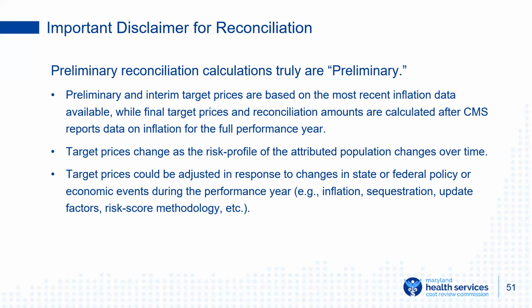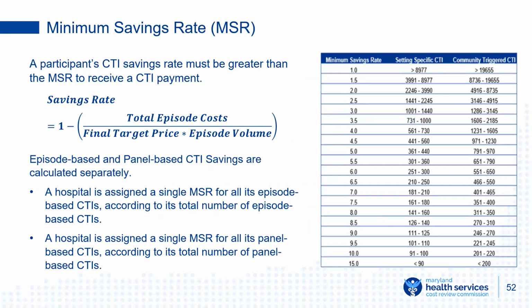Next slide. As most of you should be familiar with, there is a minimum savings rate that is required for CTIs in order to earn savings. This is essentially done to ensure that the state and CMS aren't paying out shared savings just on noise. The minimum savings rate is set depending on the N that's included in your CTIs.